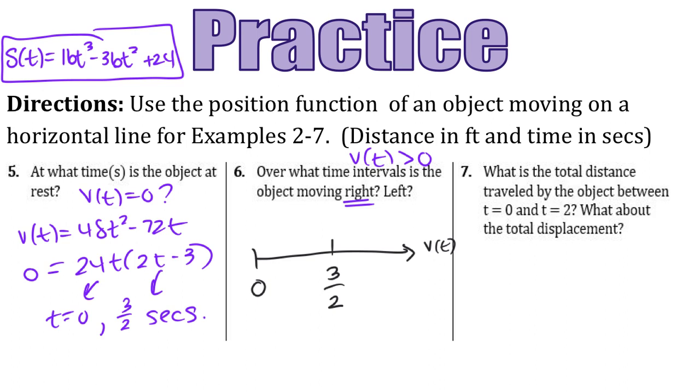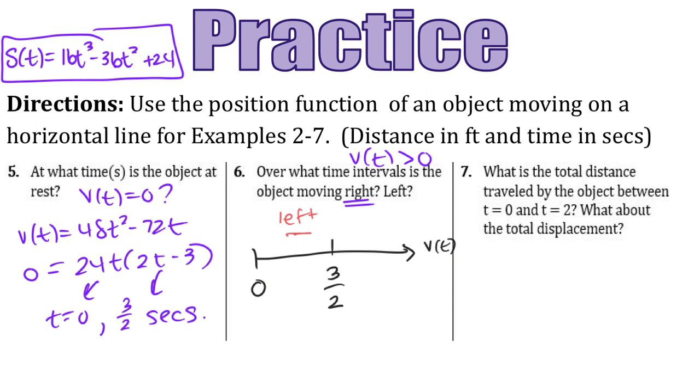If I plug 1 into the velocity function, I need to determine if I get something positive or something negative, because that will tell me how the function is behaving between 0 and 3 over 2 seconds. So my velocity function is over here on number 5. If I plug in 1, I'm going to get 48 minus 72. 48 minus 72 is going to be a negative number. Again, I don't even care what that negative number is. I just care that it is negative. What that means is the object is moving left between 0 and 3 over 2 seconds.